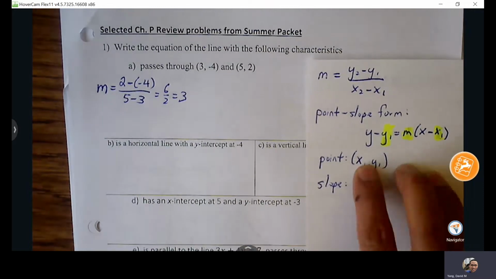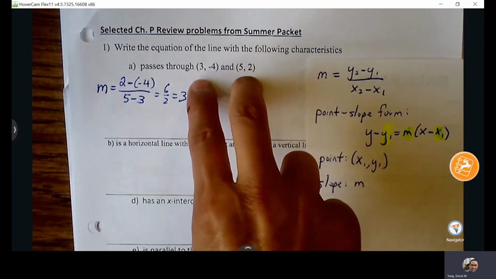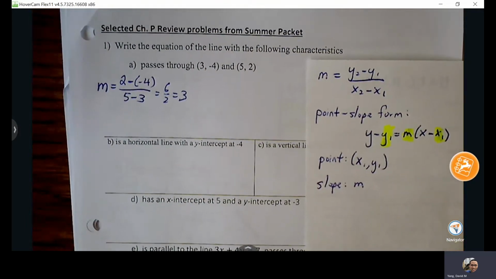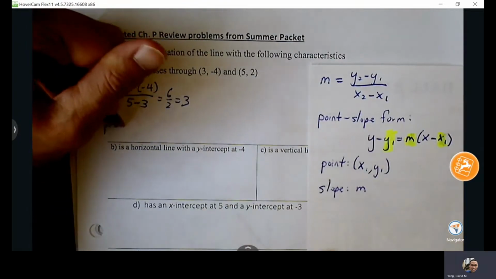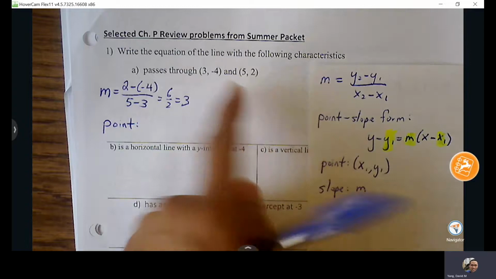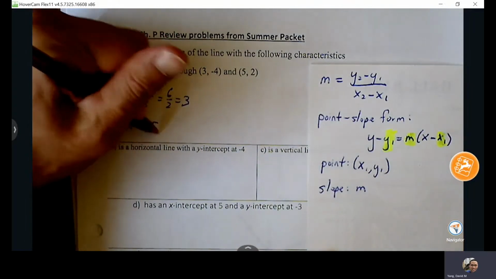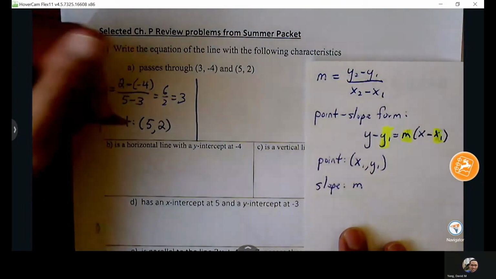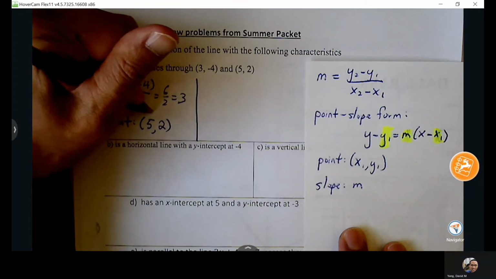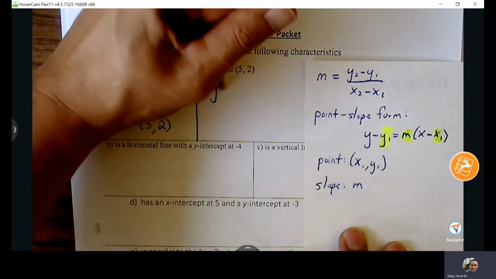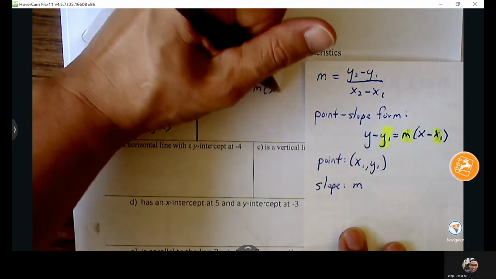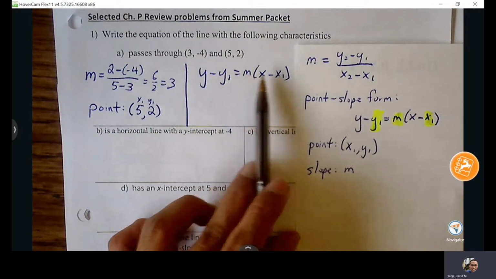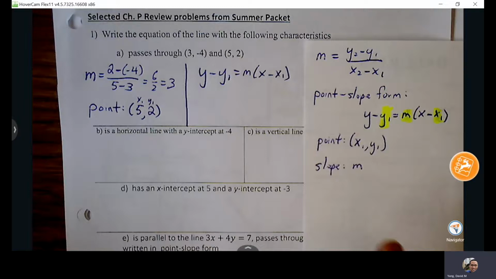And now we've got to use a point. It doesn't matter which point we use. Both points will go through the same line. So we just pick either point. I'm just going to choose that (5, 2) because maybe it's easier to work with without having to deal with a negative. So I'm going to think of this as my x1, y1. Okay, so here's my point slope form. And we're just going to insert and replace the slope and the specific point from our ordered pair.